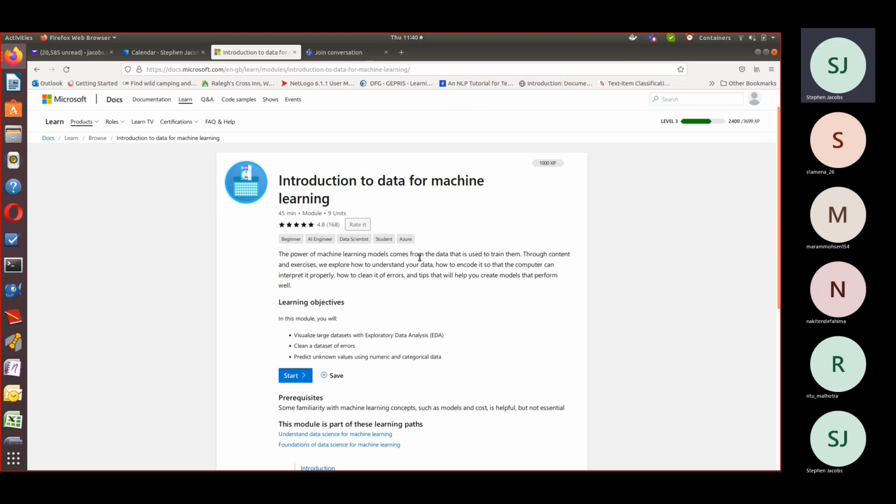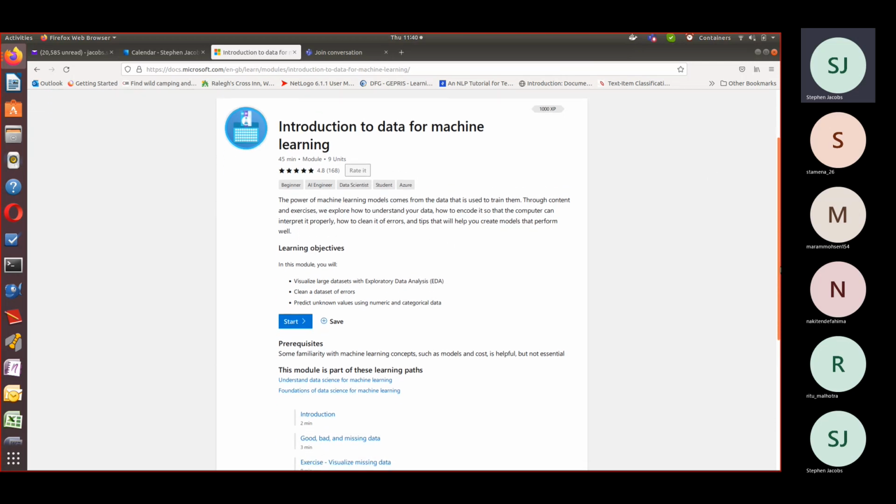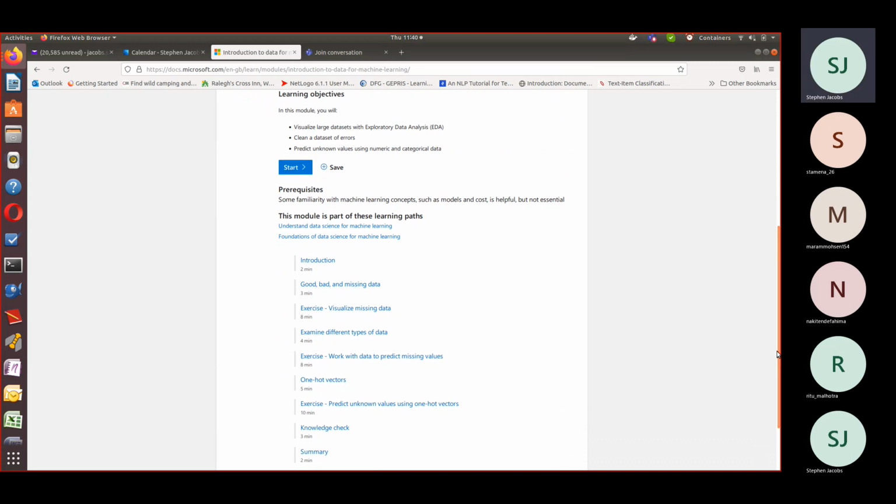So the power of machine learning models comes from the data that's used to train them. Through content and exercises, we explore how to understand your data and how to encode it so that the computer can interpret it properly, how to clean it of errors, and tips that will help you create models that perform well. So these are our learning objectives. We're going to visualize large data sets with exploratory data analysis, and then we're going to clean a data set of errors. Now, these are very important procedures.